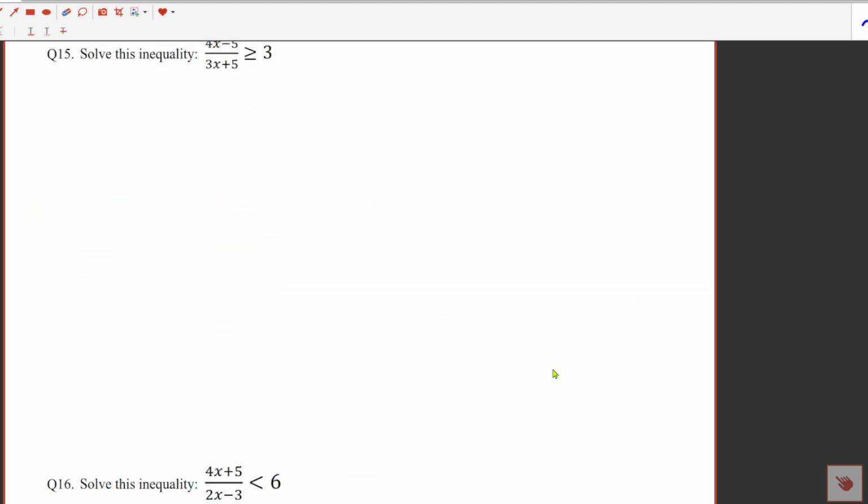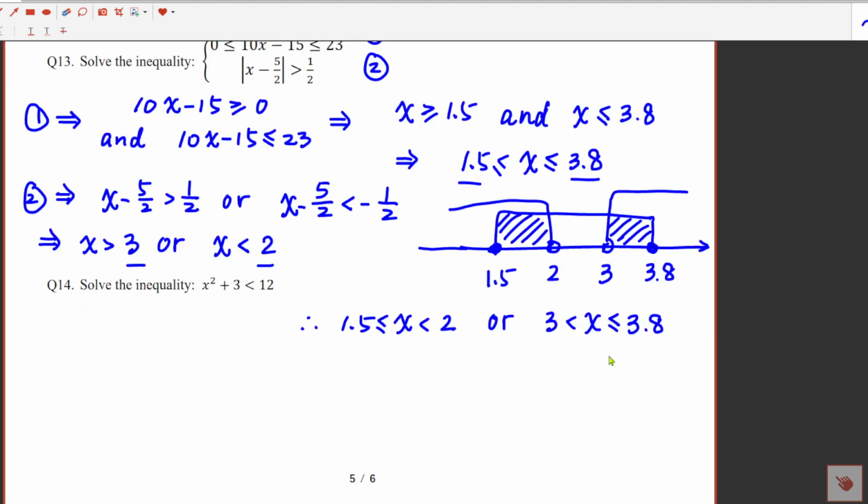Okay, and question 14. Solve this inequality. Okay, so here this inequality tells us that x squared must be less than 9, right? If you have x squared is less than 9, then x must be between negative 3 and positive 3. Do not forget the left side. You get it?